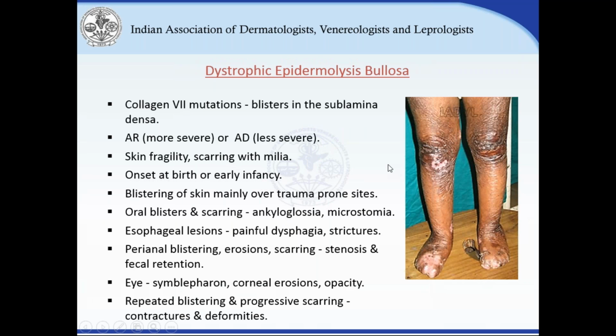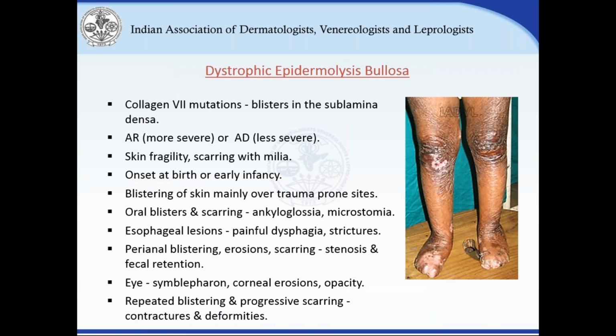Next we come to dystrophic epidermolysis bullosa. So here we have collagen 7 mutations. The blisters form in the sublamina densa. Now once these blisters are forming in the sublamina densa or in the dermis, there will be scarring. So you see there's a deformity. The fingers don't appear to be separate. This is known as mitten hands and mitten feet.